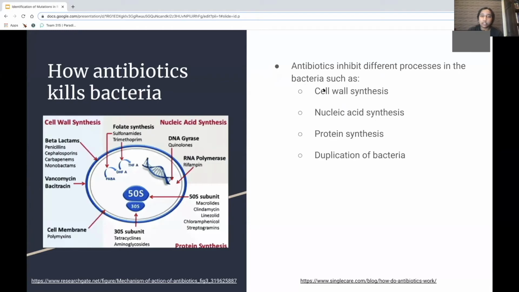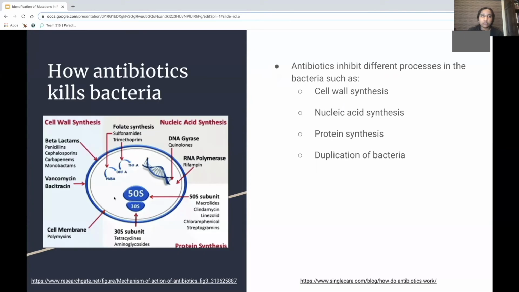Antibiotics work by inhibiting different processes in the bacteria shown here. For example, penicillin prevents the synthesis of the cell wall, whereas clindamycin binds to the 50S subunit of the ribosome and disrupts protein synthesis.